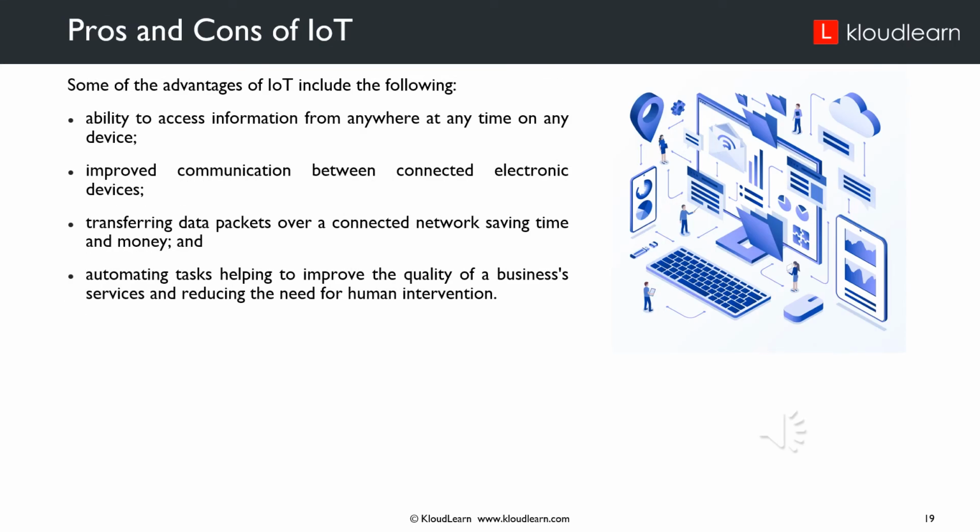Pros and cons of IoT. Some of the advantages of IoT include the following: ability to access information from anywhere at any time on any device, improved communication between connected electronic devices, transferring data packets over a connected network, saving time and money, and automating tasks, helping to improve the quality of a business's services and reducing the need for human intervention.